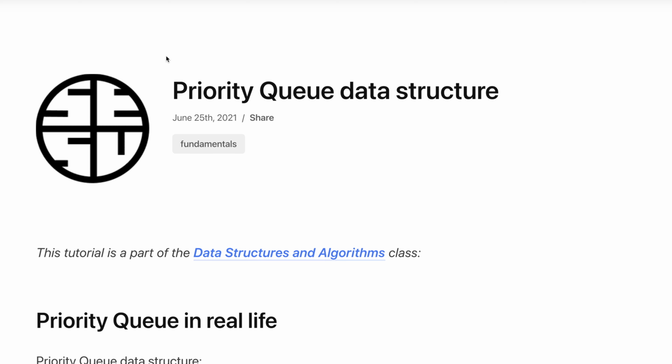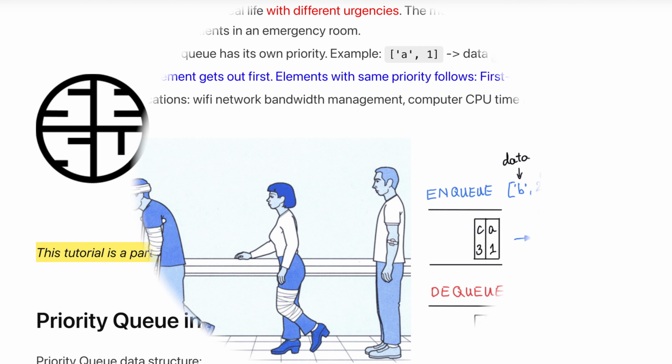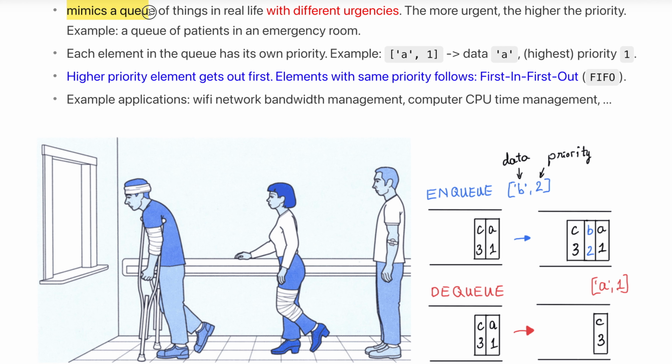Hello everyone, today we're gonna learn about the priority queue data structure. This tutorial is a part of the data structures and algorithm class. A priority queue mimics a queue of things in real life with different urgencies. The more urgent the element, the higher the priority.